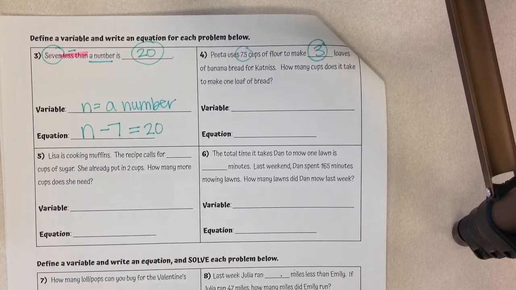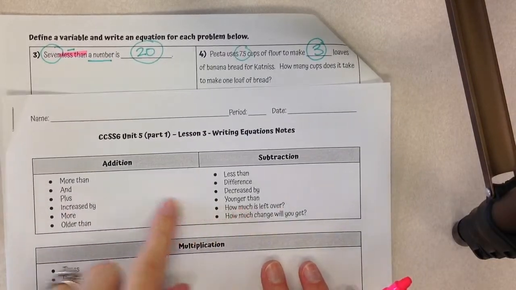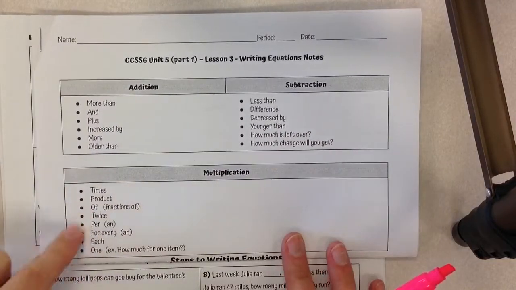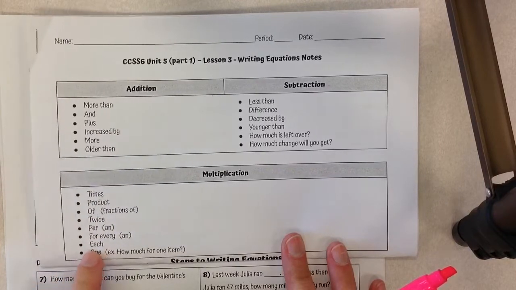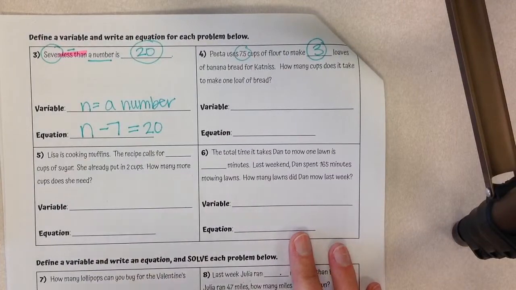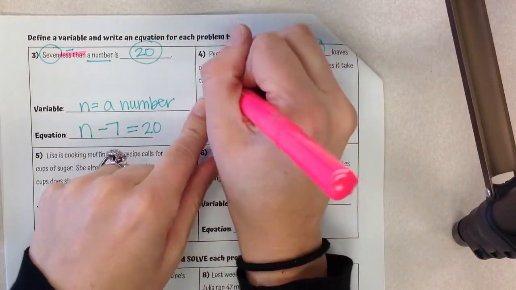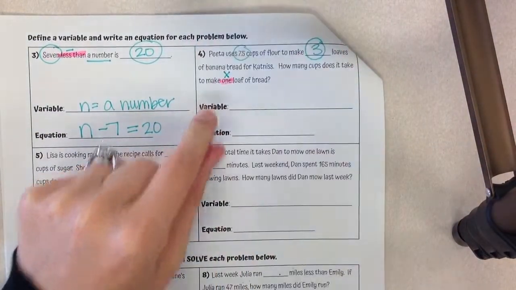Next thing, I'm going to look for my word that tells me the operation. It's a little bit difficult here. If I'm looking at this chart, I don't see any addition or subtraction words, but these multiplication words, some of them can be trickier. Of, per, for, every, each, one, how much for one item. When I look at this, it says how many cups does it take to make 1 loaf of bread? So as soon as I see that 1, I know that this is a multiplication problem.